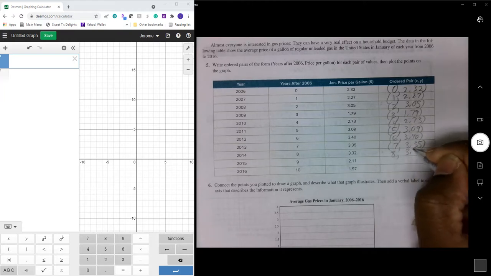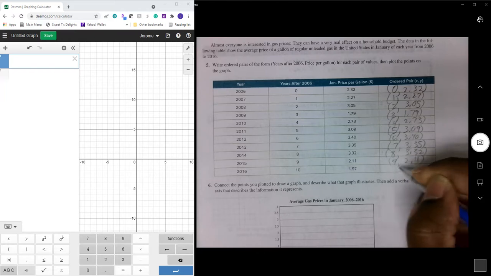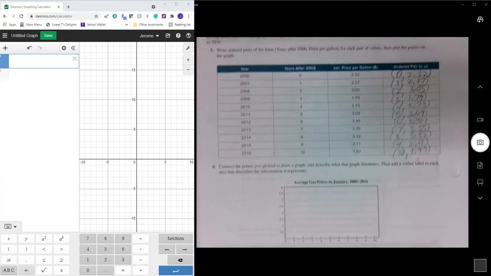So we're almost done writing in these values. Now, for number 6, it says connect the points you plotted to draw a graph and describe what the graph illustrates. Then add a verbal label to each axis that describes the information it represents.